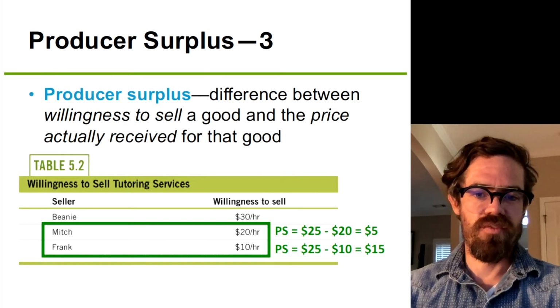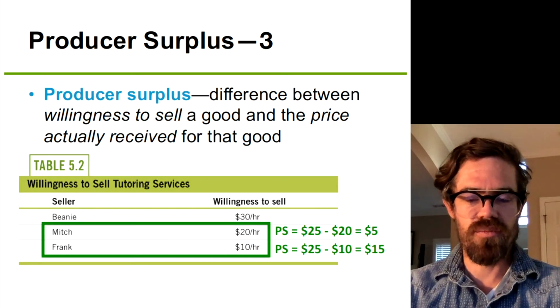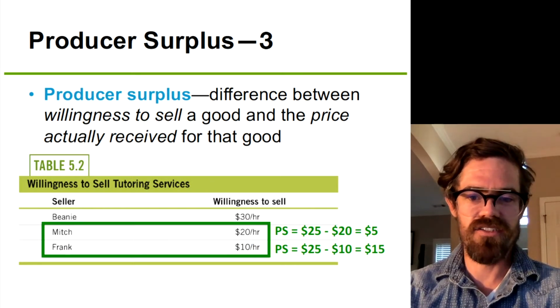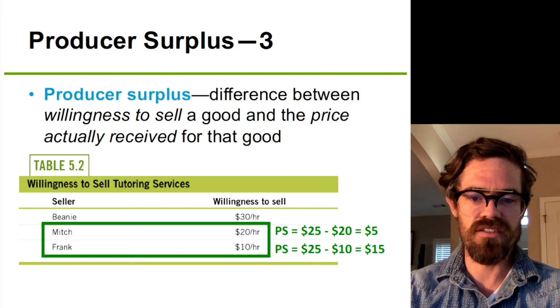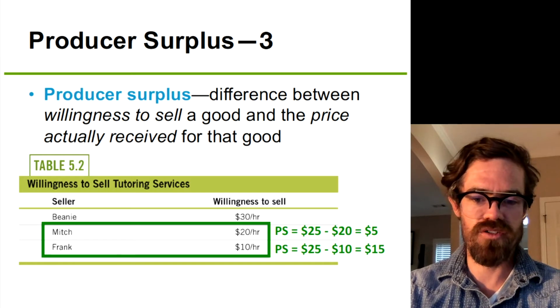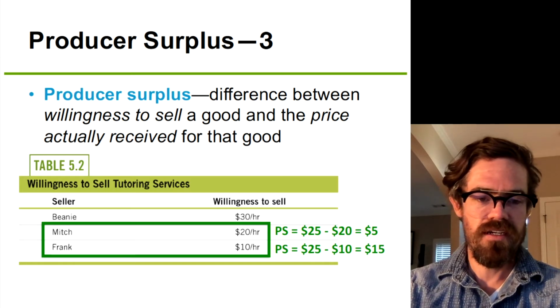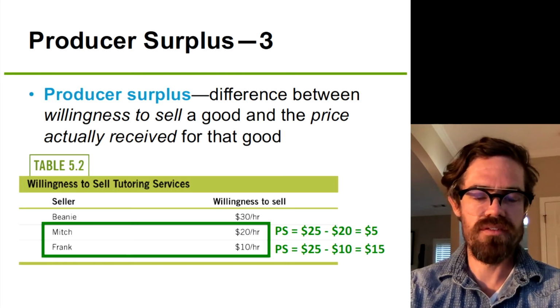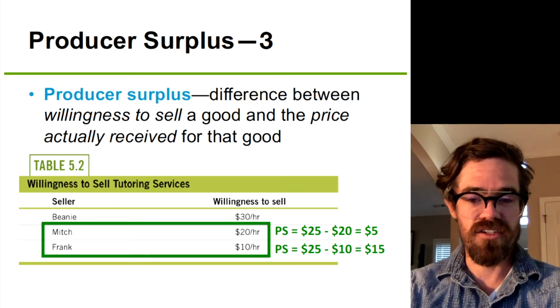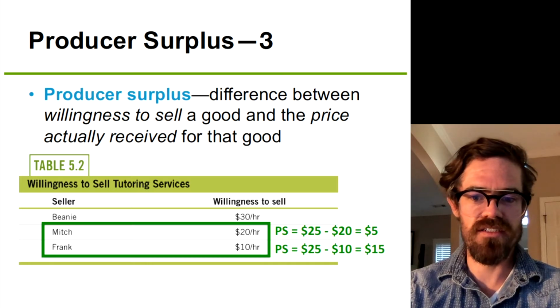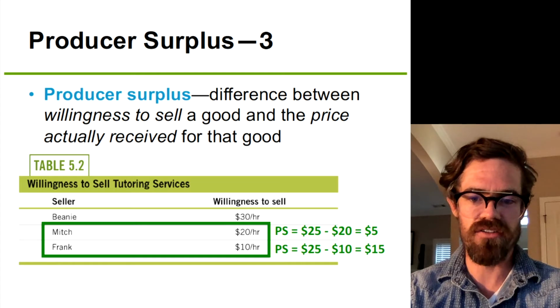And so if we're to calculate their producer surpluses, here again, it's just the difference between price and willingness to sell. So just a difference again, just like consumer surplus. And so for Mitch, for example, he's willing to sell his tutoring services for $20 an hour at a minimum. And since he gets to earn $25 an hour at the market price, he's getting an extra $5 per hour, and that's his surplus, the $5.